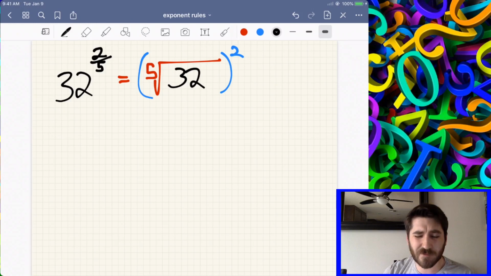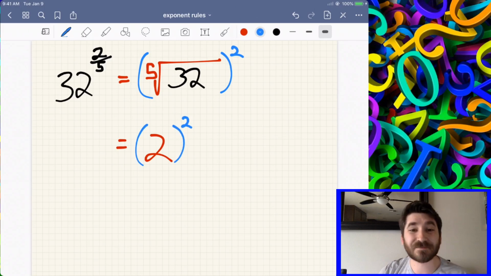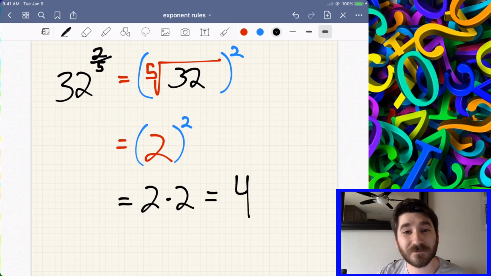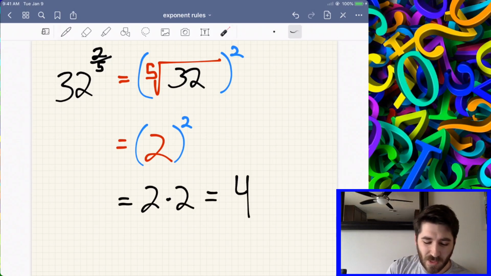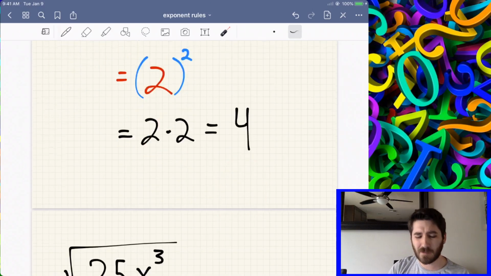What is the 5th root of 32? It is, in fact, the number 2. And we still have our outer exponent here. Now we have 2 to the power of 2. And if we expand that, it's 2 times 2, which we all know equals 4. So in the end, 32 to the power of 2/5 equals 4. Let's try one more example.